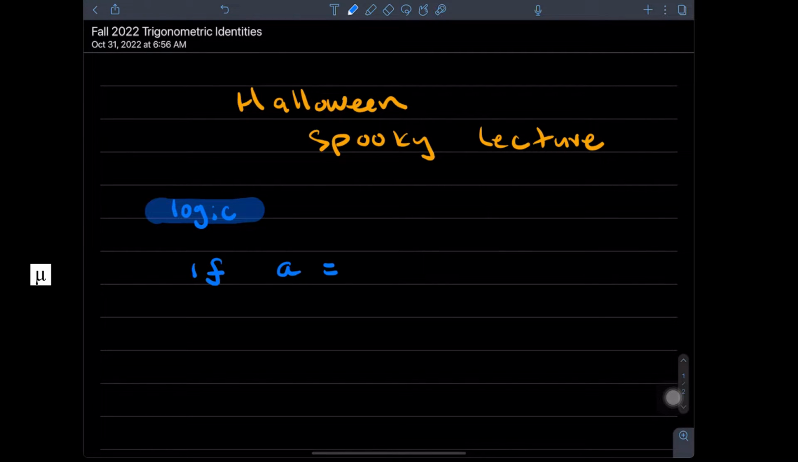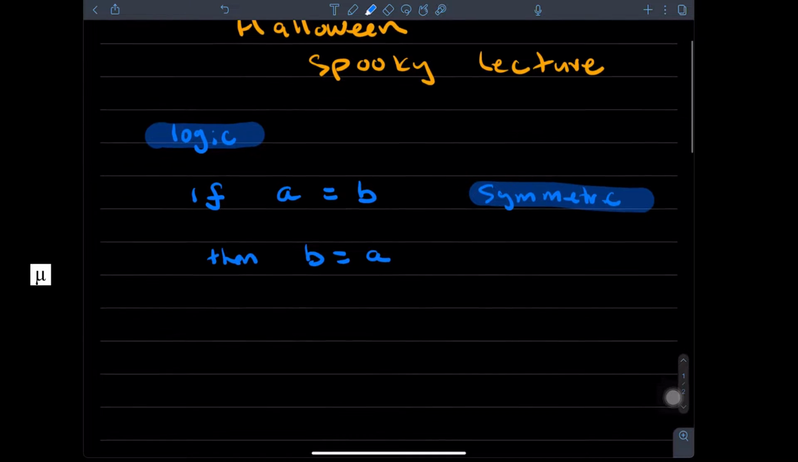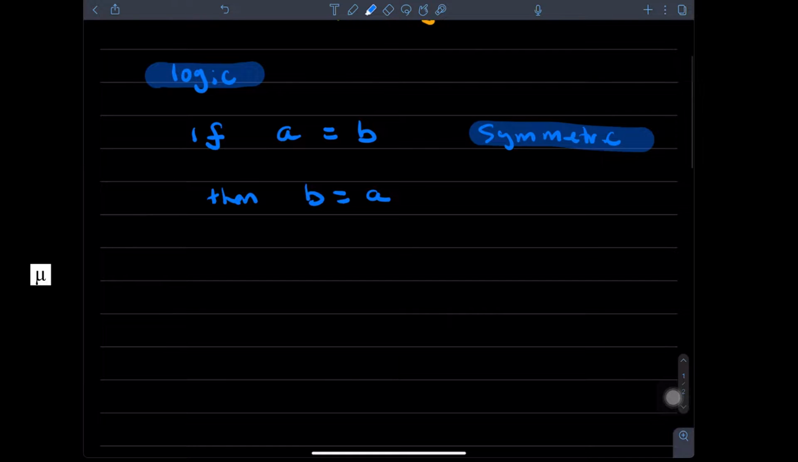Okay, a letter. If A equals B, then B equals what? A. This is what's known as the symmetric property. Symmetric. What's an amazing thing to think about when I think about this? If A is B and B is A, you want to know something?